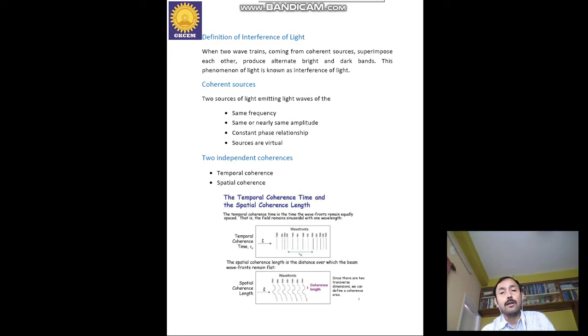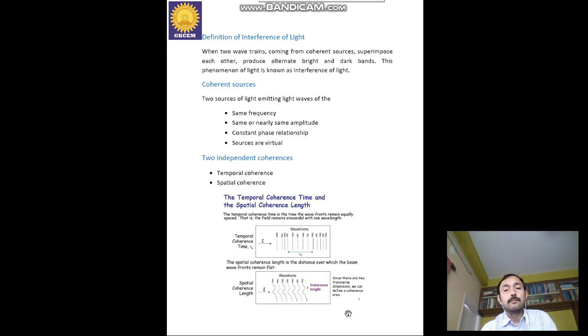In temporal coherence, the coherence time is the time the wavefronts remain equally spaced. It is evident from the picture. Wavefronts remain equally spaced. That is, the field remains sinusoidal with the wavelength. In spatial coherence, the coherent length is the distance over which the beam wavefronts remain flat. This is how it is.